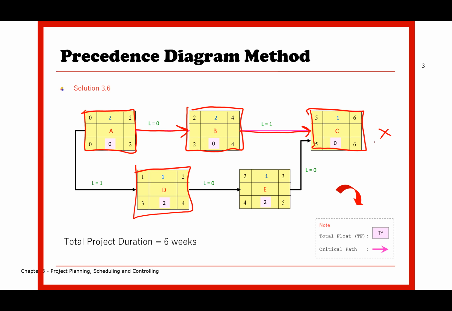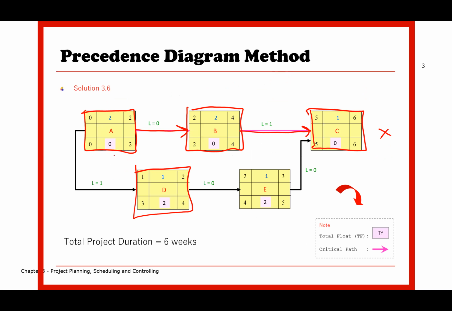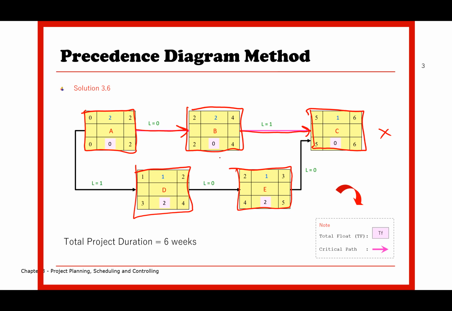And then how about E? Okay, D, the successor is E. And then E, the successor is C. So the successor and predecessor is just meant to connect the activities together. Otherwise, they are hanging, okay, without any connection. We do not want that thing in a network diagram. As much as possible, all the activities should be connected to another activity. That is what a good network diagram should be.